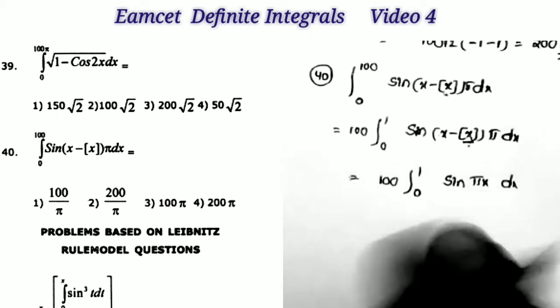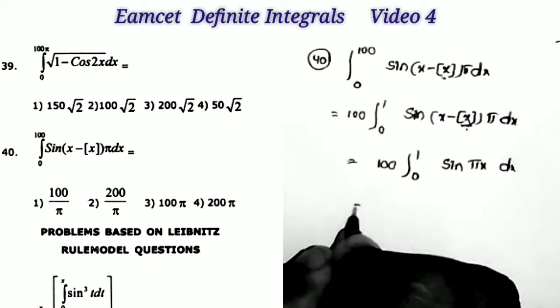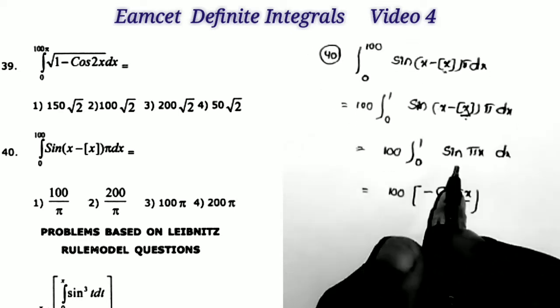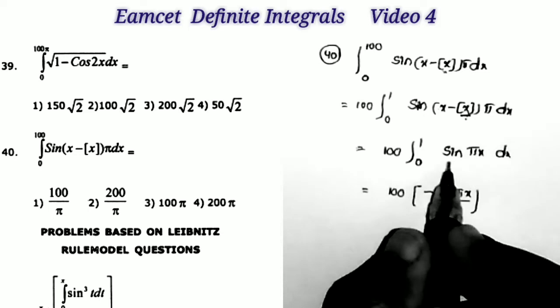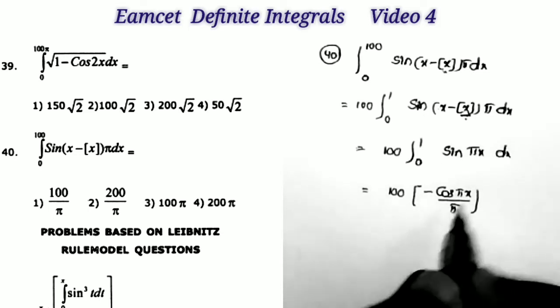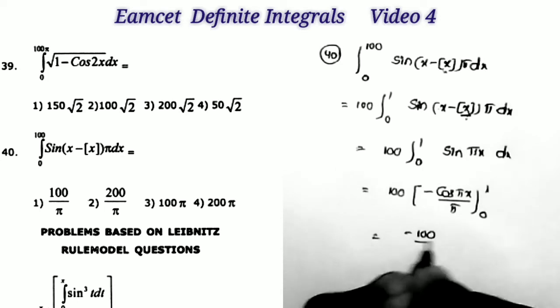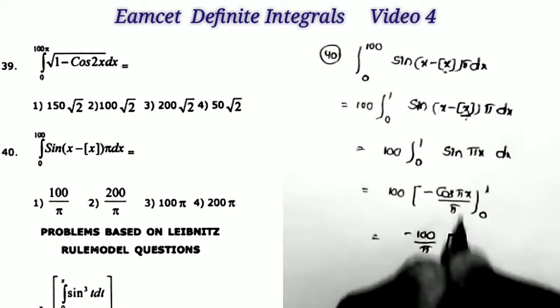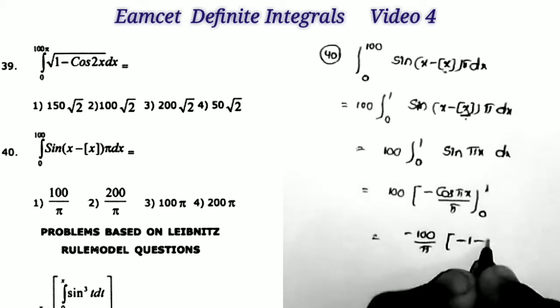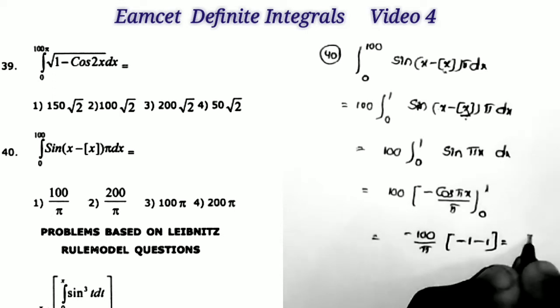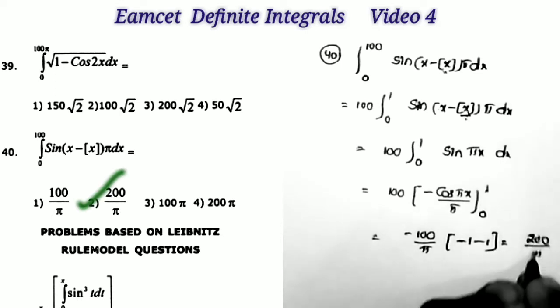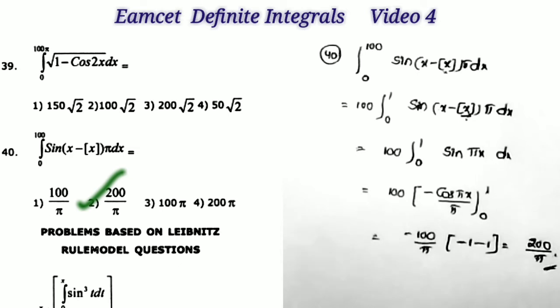into dx. Now taking the integration of this quotient, this is equals to 100 into, what is sin x integration? Minus cos x. So this is sin ax, that is minus cos ax by a, where the limits are 0 to 1. Now writing the constant first here, minus 100 by pi into cos pi x is equal to minus 1, cos 0 is equals to 1. Therefore, the answer is equals to 200 by pi, and that is the second option.